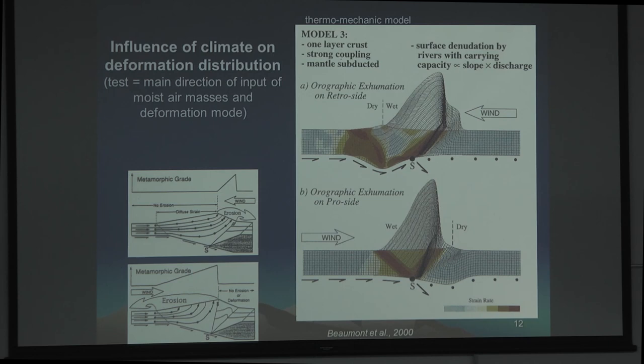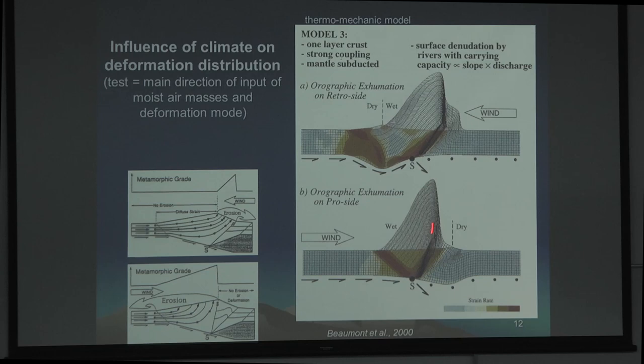So they did, again, thermo-mechanical modeling, and you can see the final strain rate, and you see different pictures. Different pictures in terms of strain rate and different pictures in terms of drainage divide. So you can see that when the moisture is coming from the right to the left, you have a wet side and a dry side, and obviously on the wet side, the erosion is more efficient, so the drainage divide is pushed toward the west. And here, it's the reverse, the drainage divide is pushed toward the east or to the right. And the strain rate is quite different between these two situations.